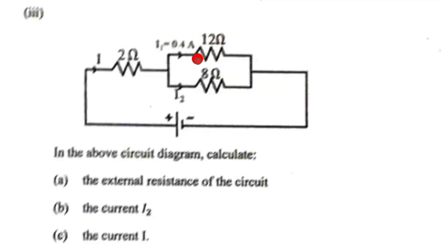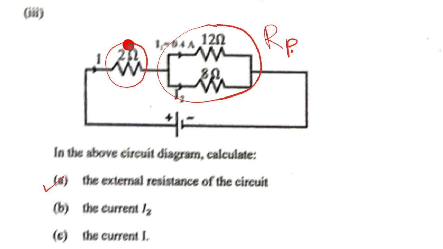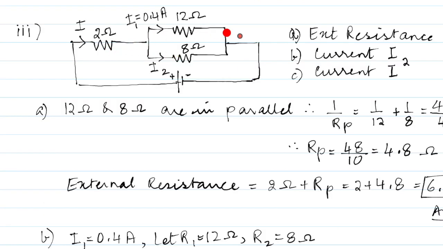Let us come to the third subpart of question 2. We have a circuit diagram here, and from this circuit diagram we have to find the external resistance, which means you have to find this, which is Rp, and that Rp will be added to 2, and that will give us our first answer. The current I2, that is this one, when I1 has been given as 0.4 ampere, and the total current has to be found out. Let us see how we write this. So I've drawn this diagram and I've written over here external resistance. That will be our first question.